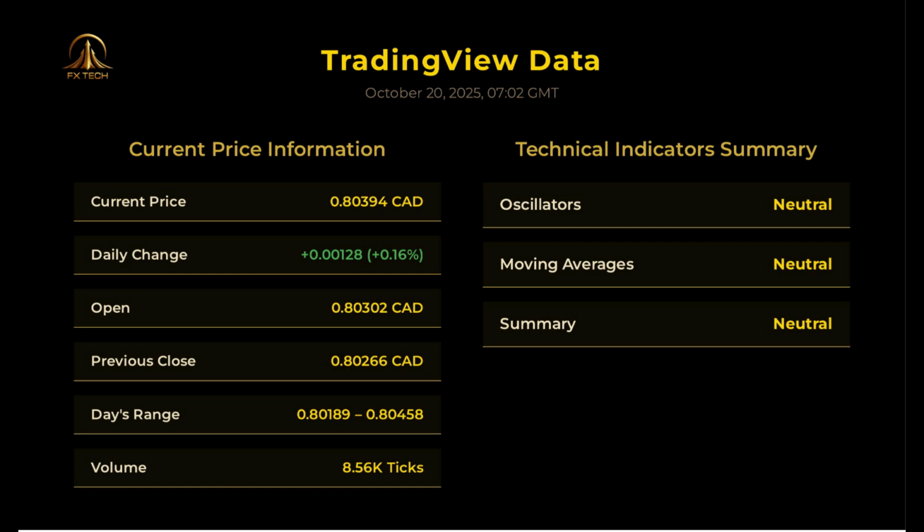The technical indicators present a neutral picture across the board. Both oscillators and moving averages are showing neutral signals, suggesting the market is in a state of indecision. This neutral stance sets the stage for our deeper technical analysis ahead.